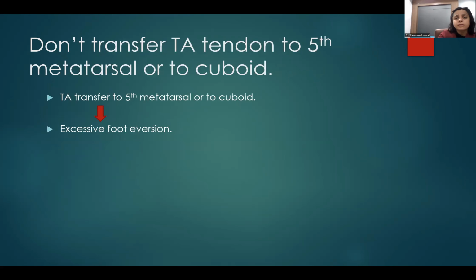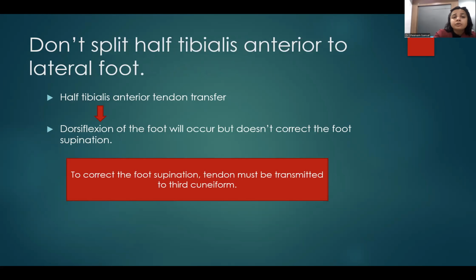And if you transfer the TA tendon, what will happen if it goes to the fifth metatarsal or to the cuboid? You have to transfer it to the third cuneiform. Otherwise, excessive foot eversion will happen. And don't split half of the tibialis anterior to the lateral foot. Otherwise, it will correct the dorsiflexion but doesn't correct the foot supination. To correct the foot supination, the tendon must be transferred to the third cuneiform as a whole unit.